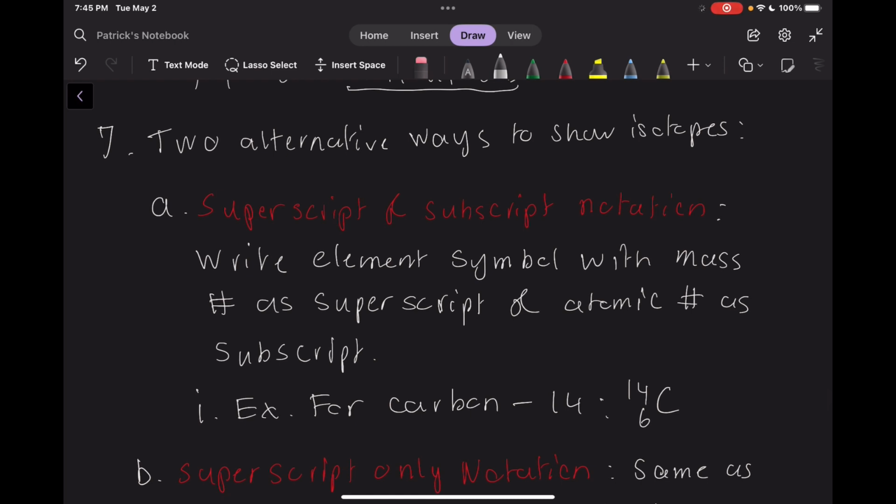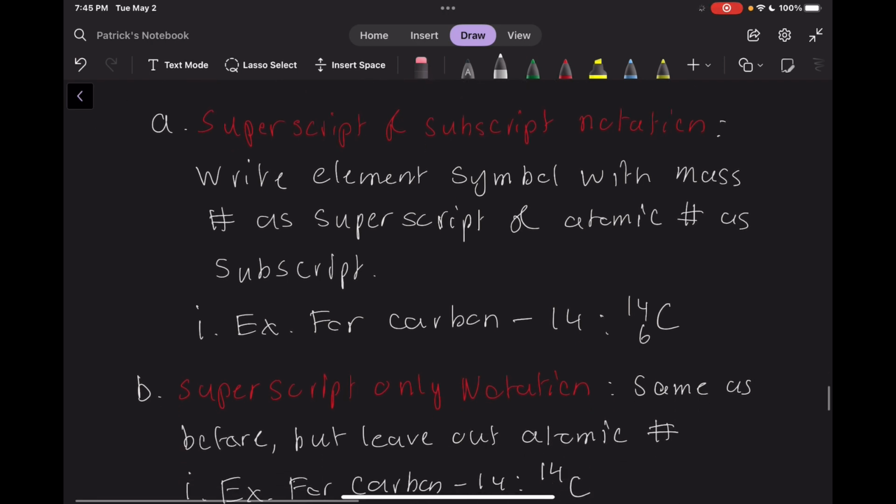There are, however, two alternative ways to show isotopes. These are by no means the official names for these notations, but I like to think of them as the superscript and subscript notation versus the superscript only notation. The first of these, the superscript and subscript notation, is quite simple.